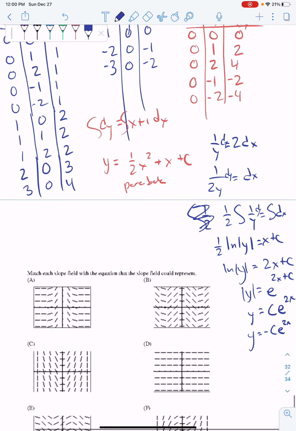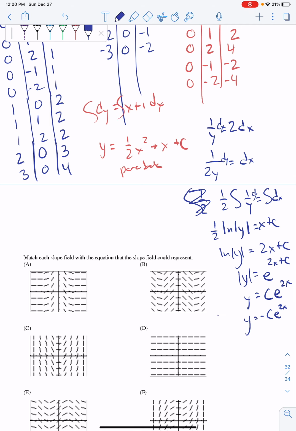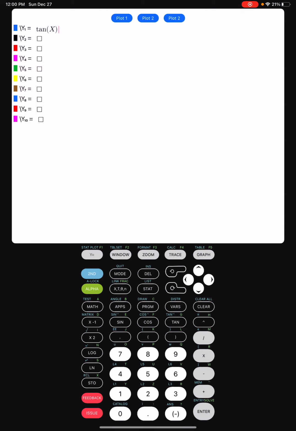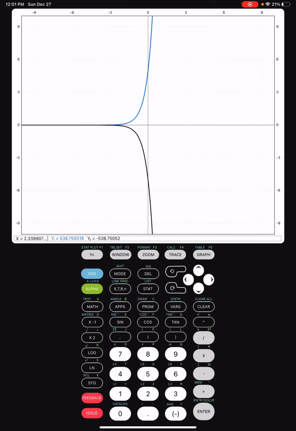If I were to graph this right here on my calculator, let's take a look at that. Let's go y equals, I don't even remember what the constant was, so let's just say 5 e raised to the 2x, okay? And let's say negative 5 e raised to the 2x. So when I graph that, look at my graph. It looks just like what we thought.